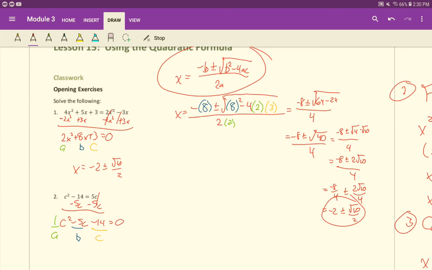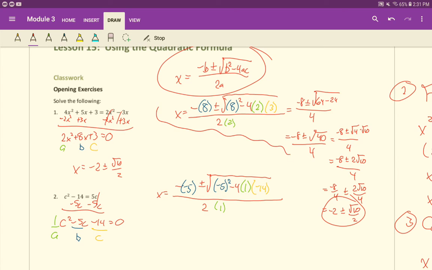So then when I go to write my quadratic formula, it'll be x equals negative b, which is negative 5, plus or minus the square root of b squared minus 4 times a times c, all over 2 times a. Okay, and then we'll simplify.